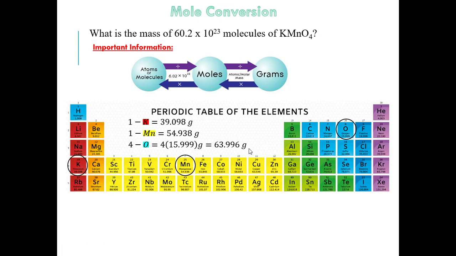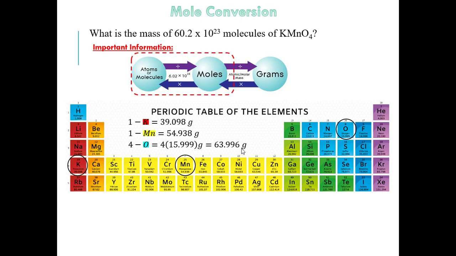Now to find the molar mass of potassium permanganate, all you have to do is add all these values up. So if you punch in your calculator 39.098 plus 54.938 plus 63.996, and that is the molar mass of potassium permanganate that you need.